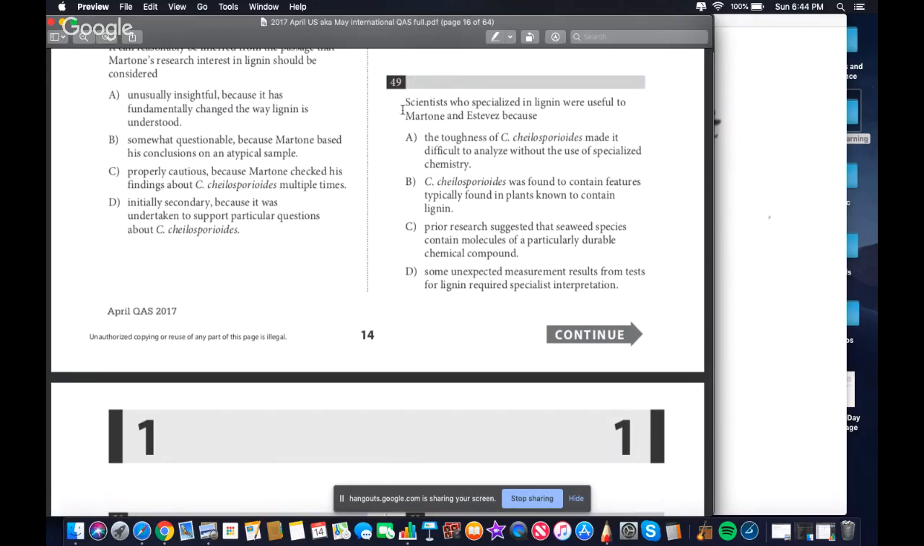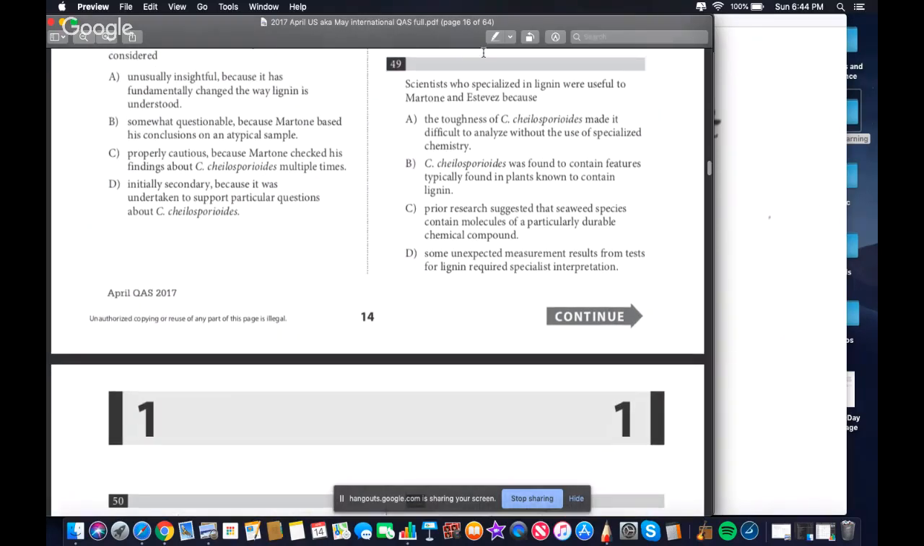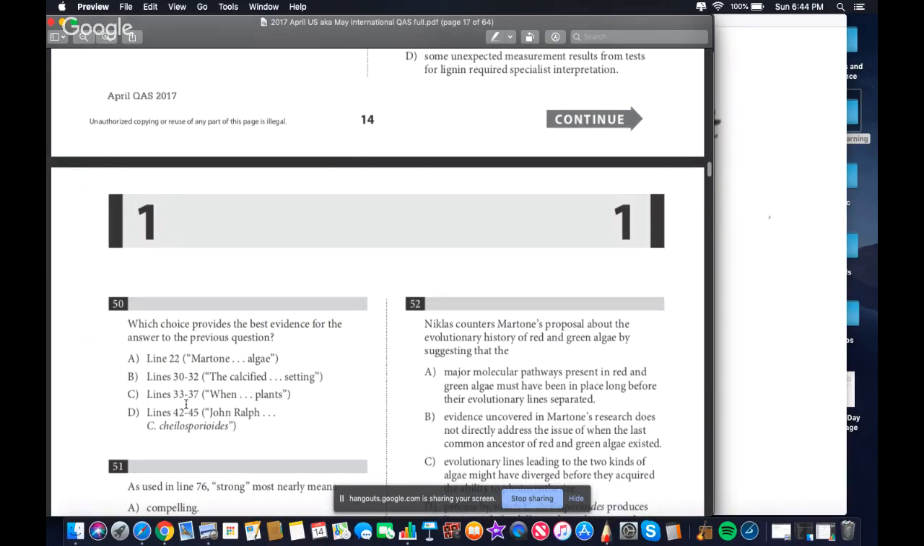The question itself is, scientists who specialized in lignin were useful to Martoni and Estevez because... This is a super hard passage. But why were the scientists who specialized in lignin useful to these people who end up being kind of like the main people in the story? So let's go to these lines. Why were the scientists who specialized in lignin useful?